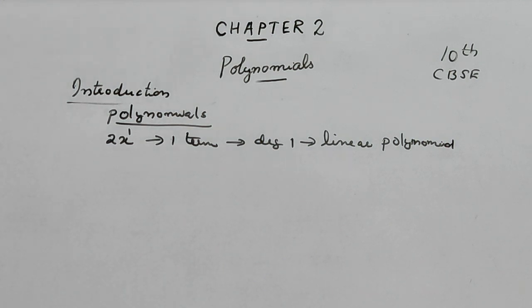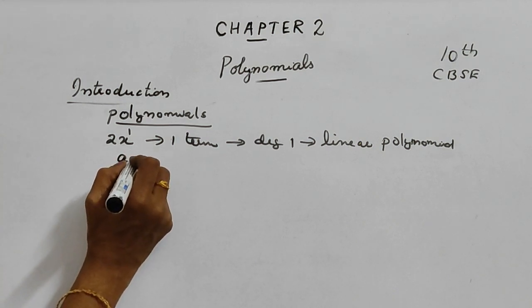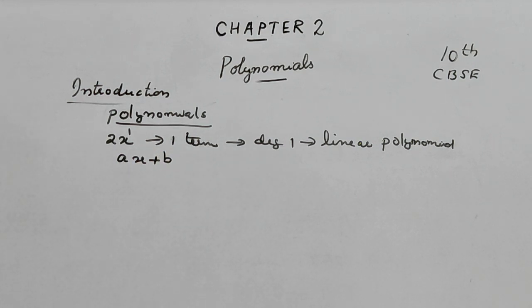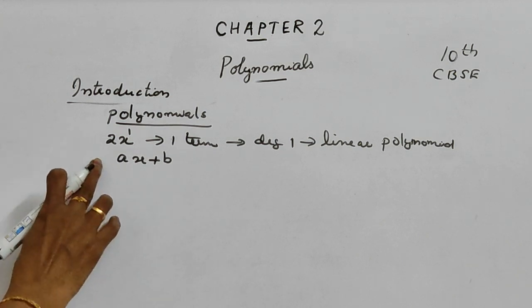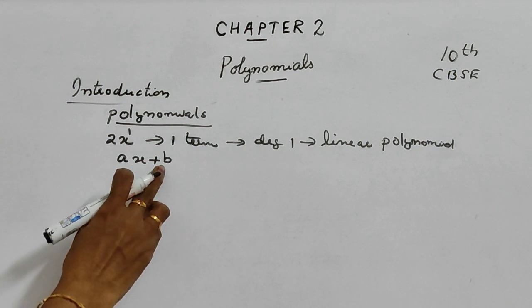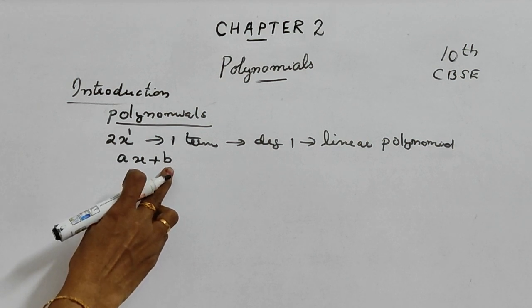Linear polynomial. So it has its general form. General form of a linear polynomial is ax plus b, where a not equal to 0. Here, if a becomes 0, what happens? This whole term becomes 0. Here, b is the constant term.